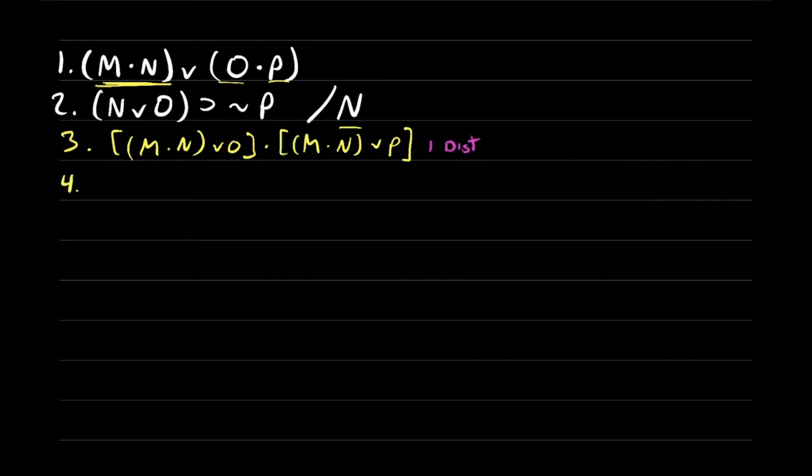Okay, on line 4, we can actually simplify this now, right? Line 3 is just a conjunction, that expression in the brackets on the left and the expression in the brackets on the right. Let's go ahead and simplify that. We're on its own line now. We're going to get M and N or O. And that's going to follow from line 3 by simplification.